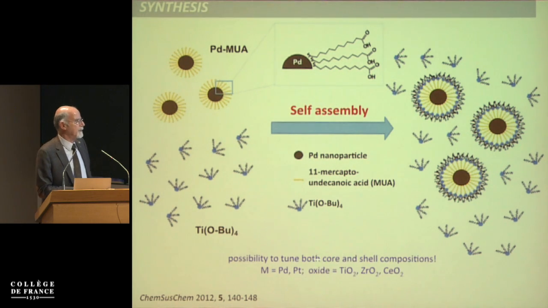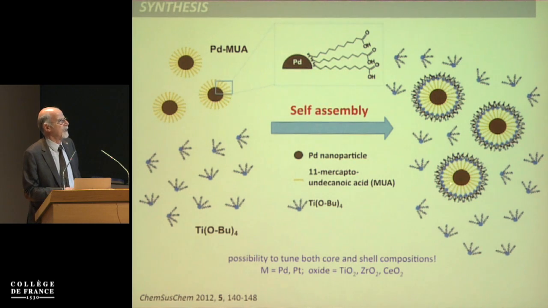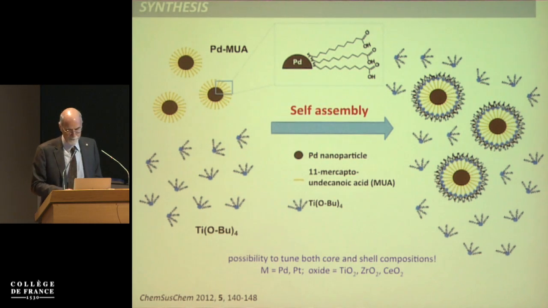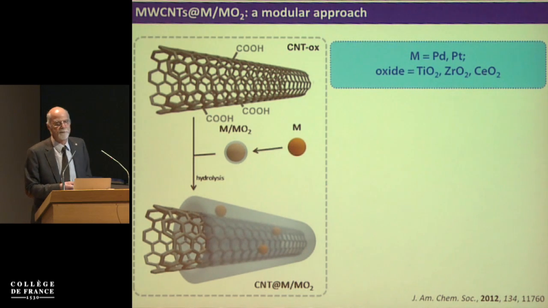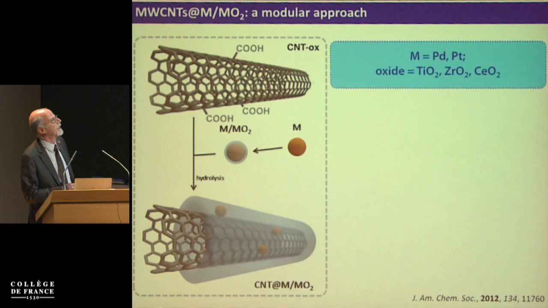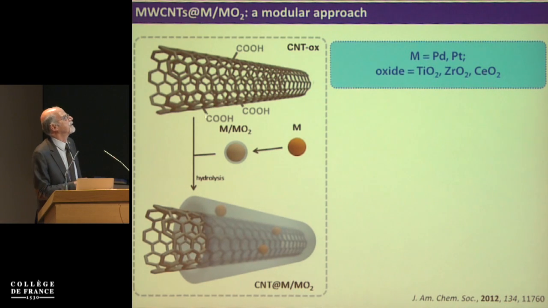And we have the possibility of tuning both the core, so we can change the metal, or also the shell composition. And so we started by using oxidized carbon nanotubes. This is very easily made by treating pristine carbon nanotubes with nitric acid and sulfuric acid. So these carboxylic functions will serve as seeds for the polymerization of the titanium butoxide. And so we can create these structures here.